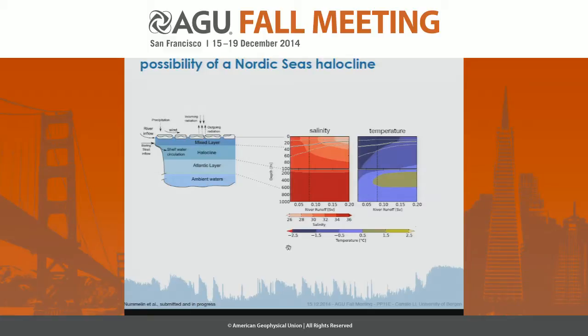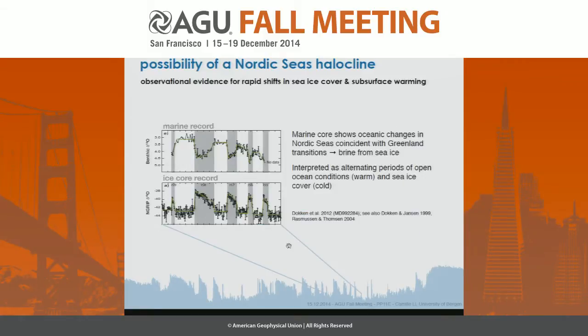Hansi Singh at University of Washington has created a similar system, a bit more complicated, but that shows it might be possible to get this into the Nordic Seas. And I'll just finish briefly by saying that there is some observational evidence for shifts in sea ice cover and also this subsurface warming in the Nordic Seas. So I'm not talking about over in the Labrador Sea, but up right in the Nordic Seas.